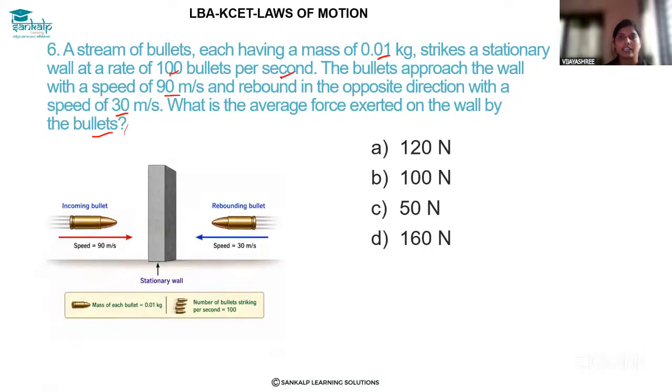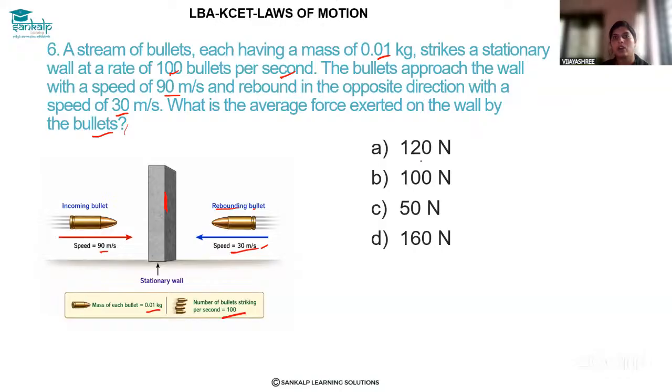So here we can see the diagram. This is the incoming bullet with the speed of 90 meter per second. This is the rebounding bullet in the opposite direction with the speed 30 meter per second. The mass of each bullet is 0.1 kg. The number of bullets striking per second is 100 bullets per second. This is a stationary wall.